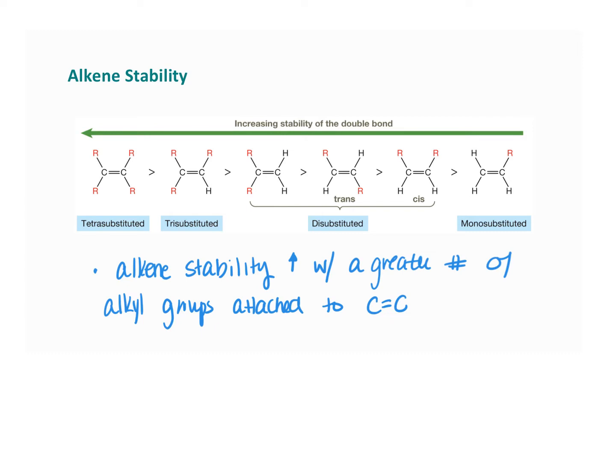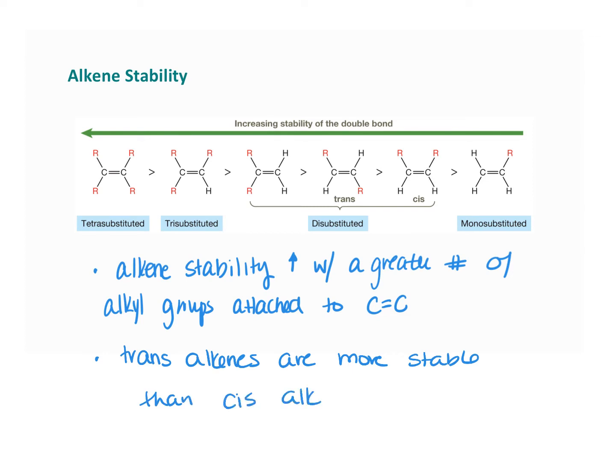The other trend that I want you to notice is that when we are able to see the difference between trans and cis, trans alkenes are more stable than cis alkenes. And this is just because of sterics, right? If you have the 2 big R groups on different sides here, they're going to be more stable, because they have more room, less steric repulsion. And so let's look at that on the next slide, because there's a great visualization here.